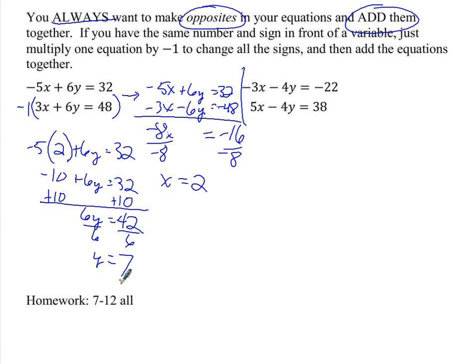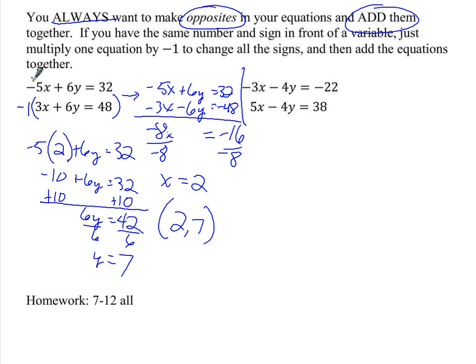Oh, now what? Write your ordered pair, which is 2 comma 7, and check. X is 2, y is 7, so 2 comma 7. All right, take and substitute these into both equations, because one equation is automatically going to work. The other one might not, though, if we made a mistake.